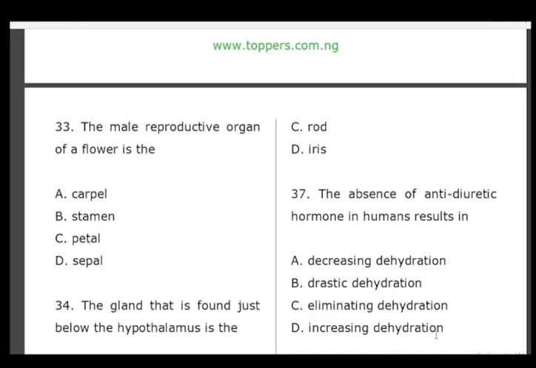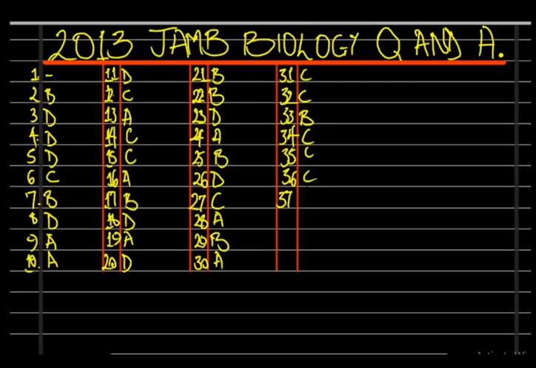When the person has lost water to the surrounding, when the kidney is unable to reabsorb water back into the system, there is going to be an increase in dehydration. The body starts to dehydrate rapidly. So that is the answer to that particular question, question 37. We have question 37 to be option D.